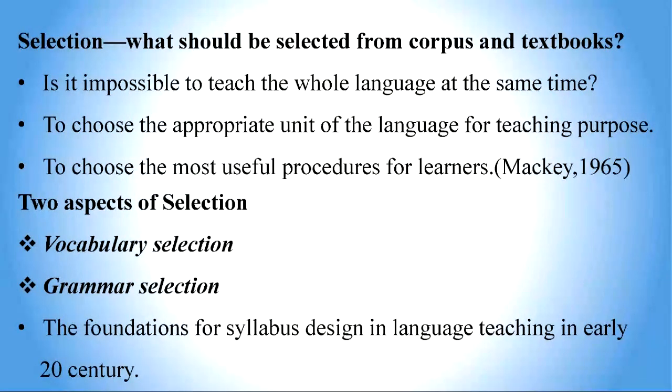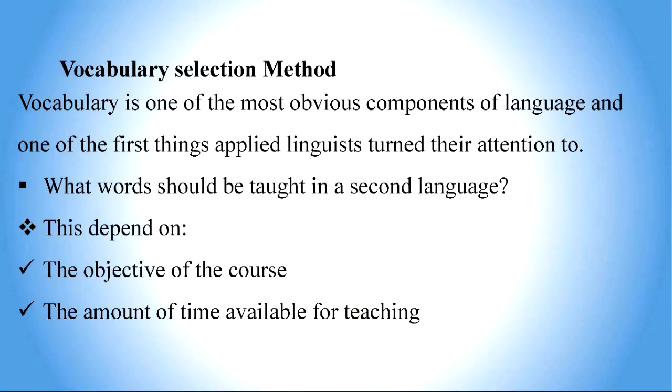There are 2 aspects of selection. So we will select vocabulary and select the grammar. The idea of syllabus design started in the early 20th century. When we think about how we select the vocabulary, we know that vocabulary is most important because even with the natural way of learning the language, we start with learning the vocabulary.